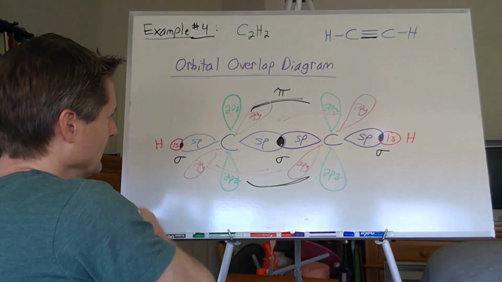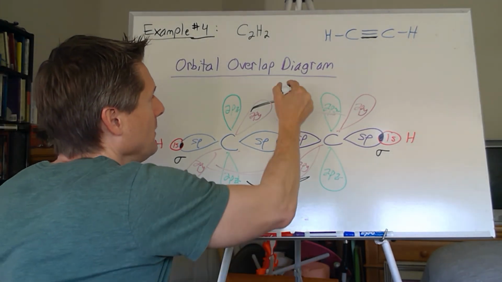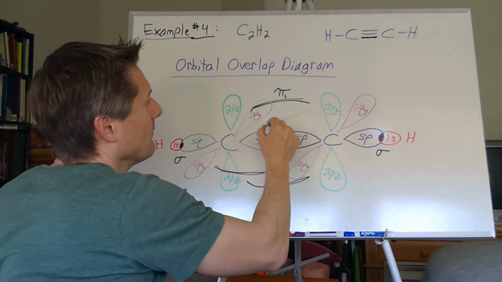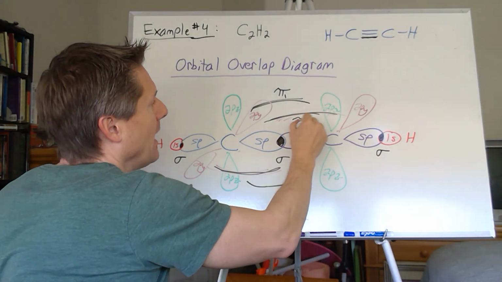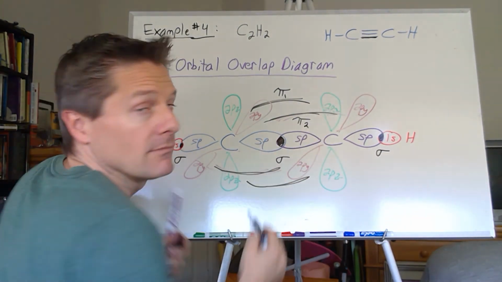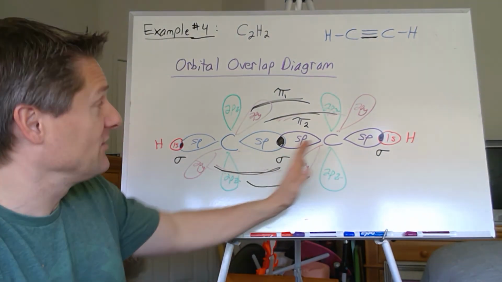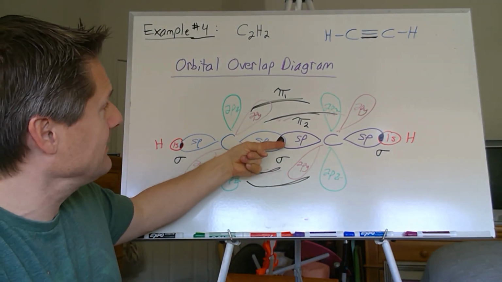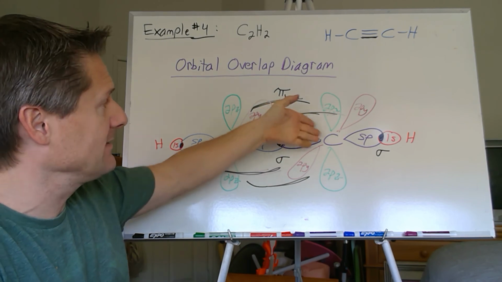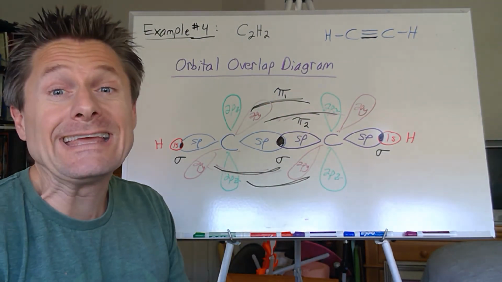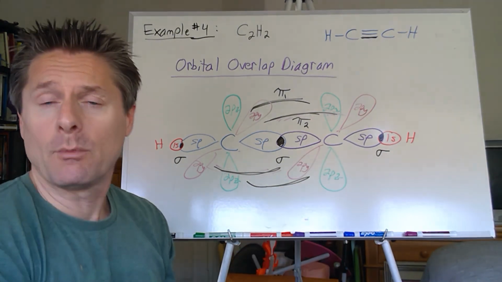So we could call this pi 1, and then this would be right there, pi 2, the third line. So there's a lot of electron density shared between these two atoms: some along the internuclear axis, some up above the axis, and some coming out at you this way. Craziness. That's orbital overlap diagrams.